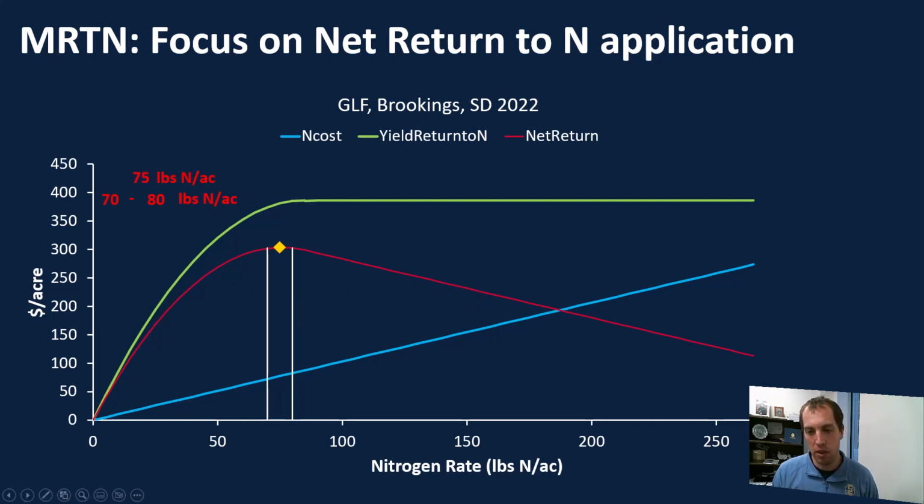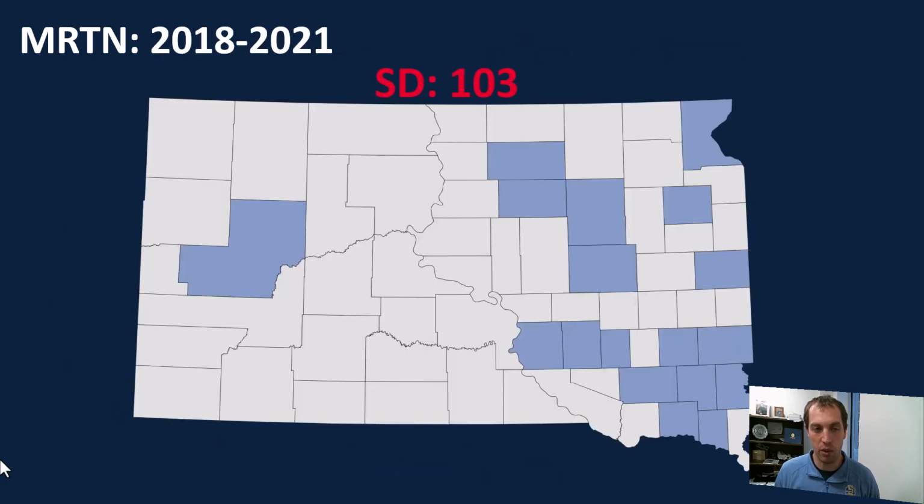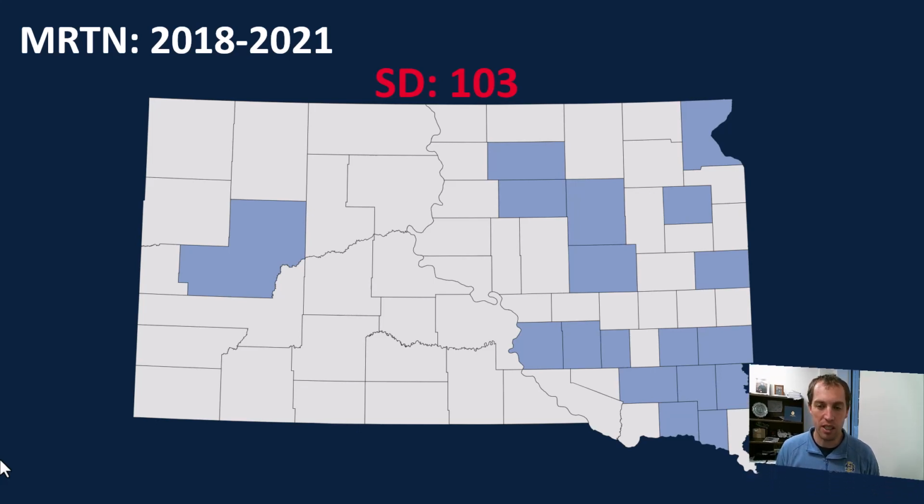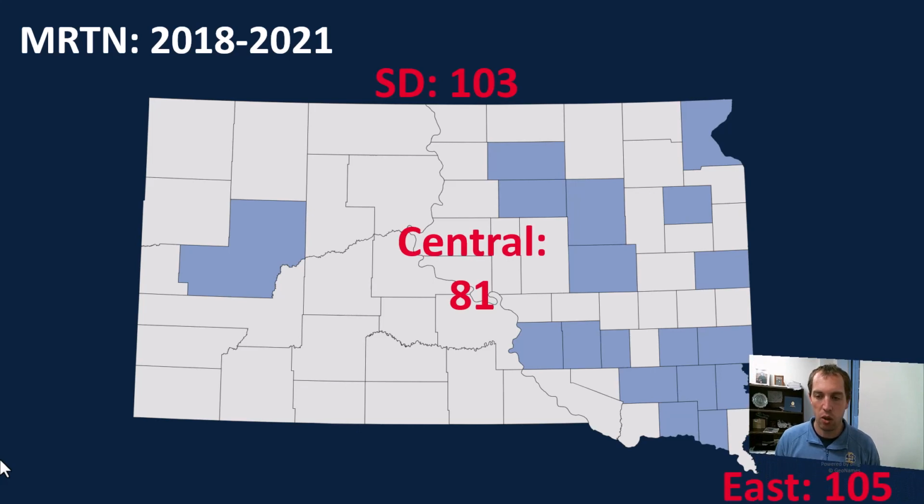Now, this maximum return to nitrogen doesn't work on one field by itself. It can over time. It takes about 5 or 10 years in your fields to do it, but it can be good so you can see what that range of nitrogen requirements is for your field. If we do this across all of South Dakota, we get an economic optimal nitrogen rate, at today's corn prices and nitrogen prices, of 103 pounds per acre. If we divide that into eastern and central South Dakota, we get 105 pounds of nitrogen in the east and 81 in the central part of the state.